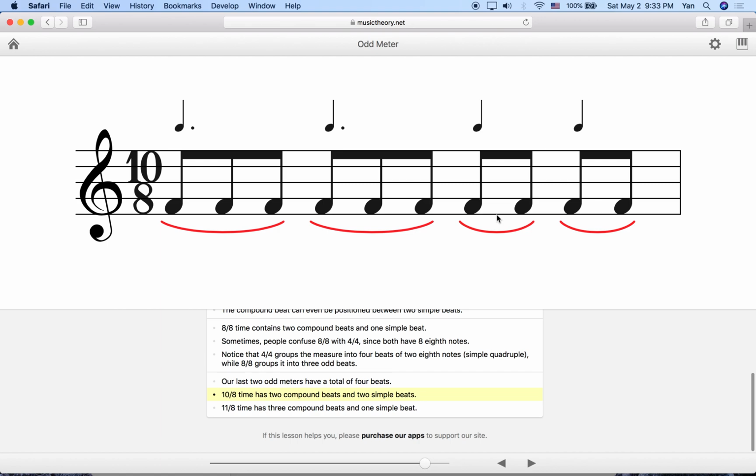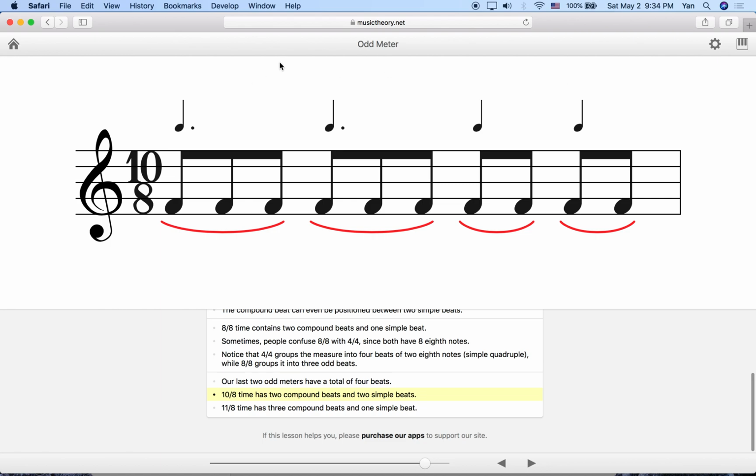We could change the order of the groupings. Like I could put one of these simple beats in between these two. Like I could have this beat be the second beat, and then this beat be the third beat. So then we'd have a dotted quarter as the first beat, a quarter note as the second beat, a dotted quarter as the third beat, and another quarter note as the final beat.